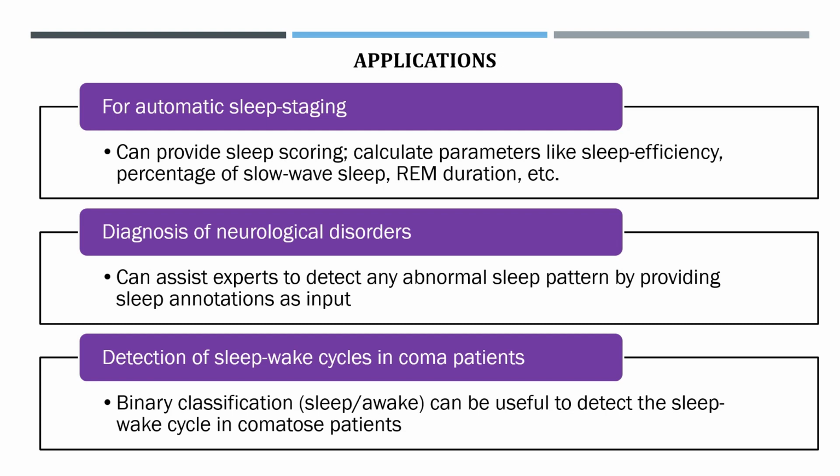Also, it can be used for the detection of sleep-wake cycles in coma patients. In comatose patients, it is very difficult to detect the sleep stage because they do not have a proper sleep-wake cycle as such. Hence, this binary classification of sleep or awake state is very much crucial in order to provide sensory stimulation to these patients. It has been reported in literature that providing sensory stimulation to these patients in the awake state is much more effective than in the sleep state. Hence, this information is very much required.